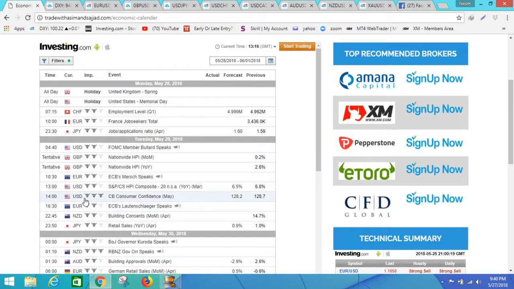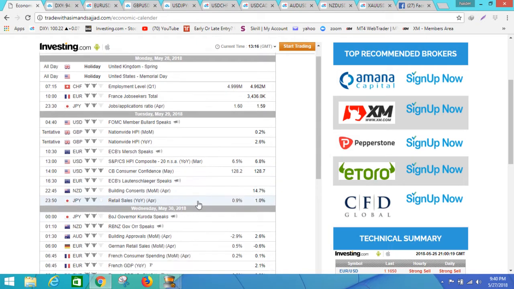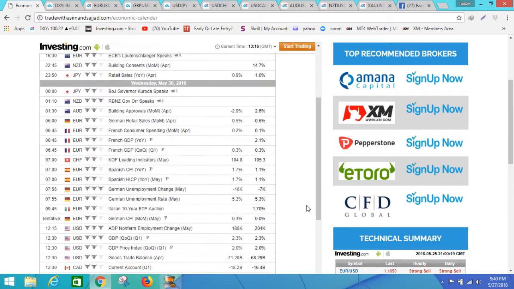Though we have the US dollar CB consumer confidence, this can bring some kind of volatility, but the rest of the day might just move on average or might be slower. But then from Wednesday the week will start and there are lots of opportunities this week.